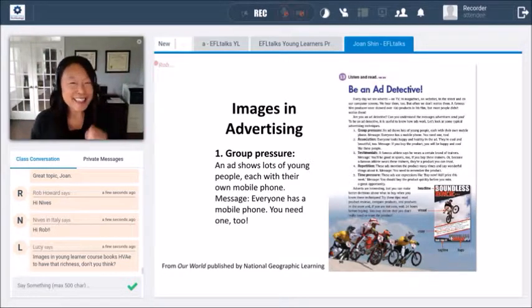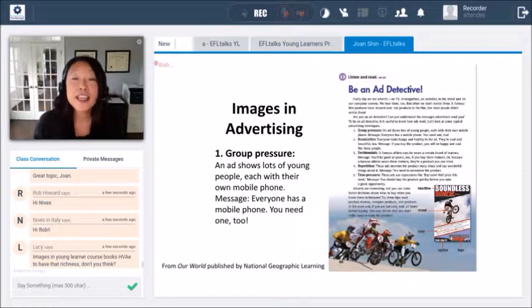So are you an ad detective? Can you understand the messages that advertisers send to you? To be an ad detective, it's useful to know how ads work. Let's look at some typical advertising techniques.